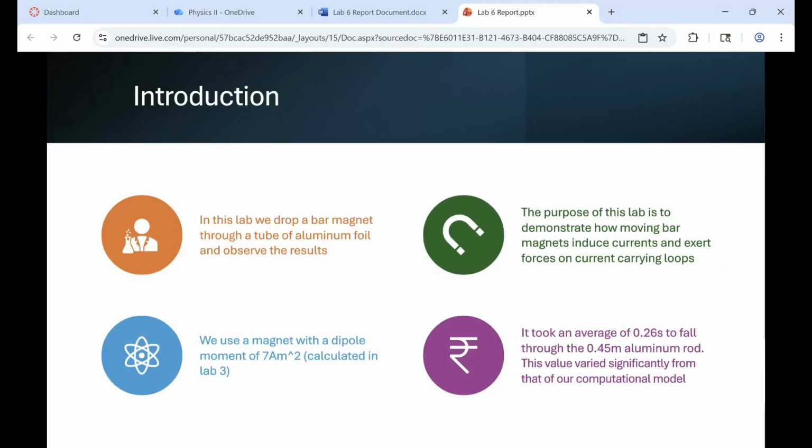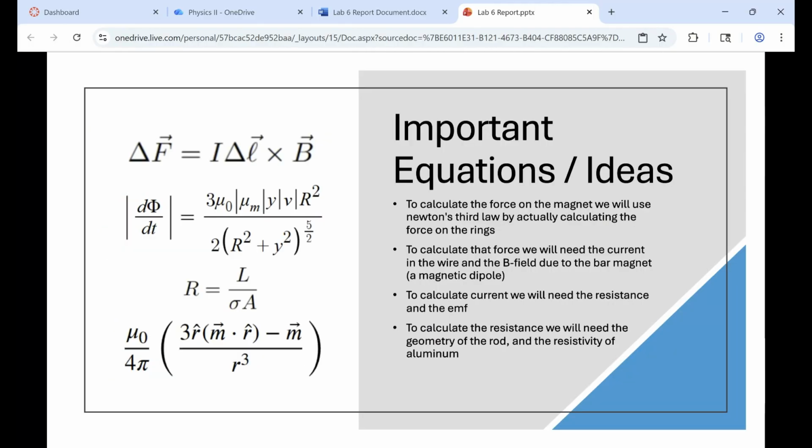In this lab, we drop a bar magnet through a tube of aluminum foil and measure how long it takes for the magnet to come out again. We use a magnet with a dipole of 7 amp meters squared, and it takes an average of 0.26 seconds to fall through the 0.5 meter rod.